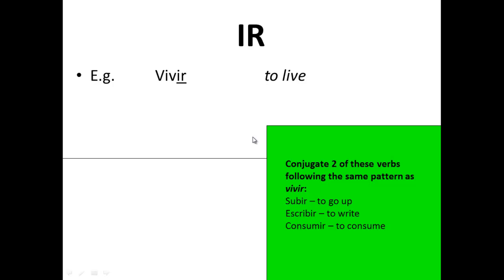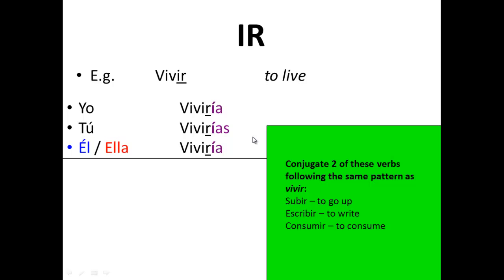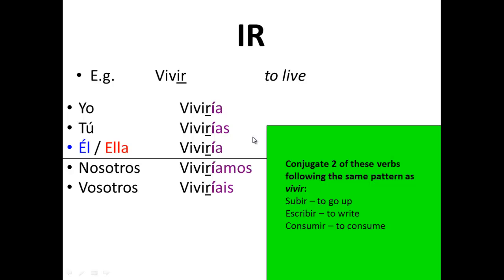Now, an IR verb, vivir, to live. Viviría, I would live. Vivirías, you would live. Viviría, he or she would live. Viviríamos, we would live. Viviríais, you plural would live. Vivirían, they would live. Notice how the magic R has been kept in all 3 of these examples.